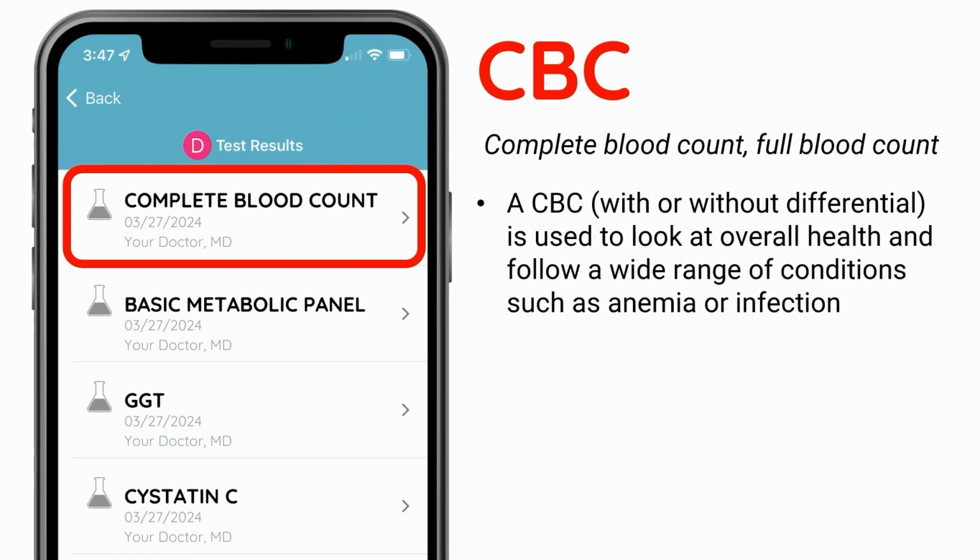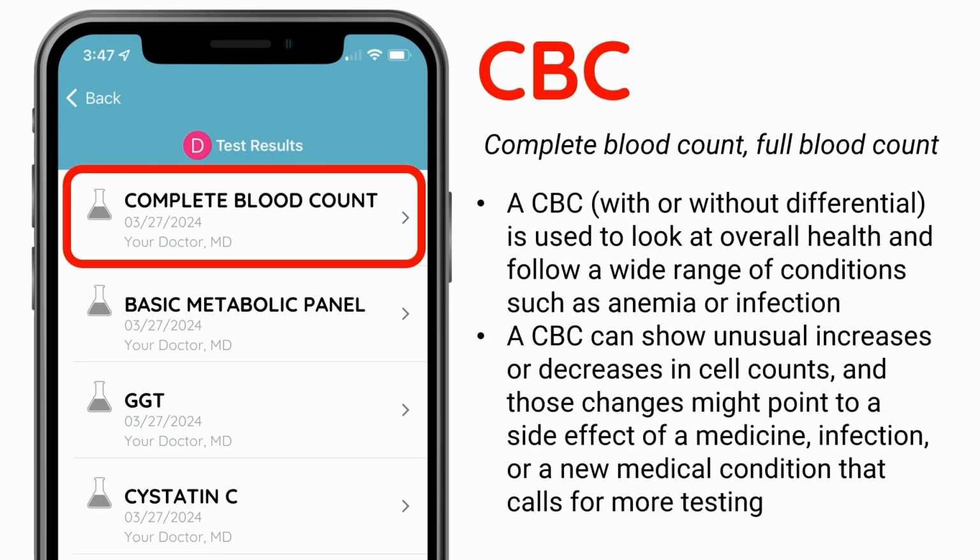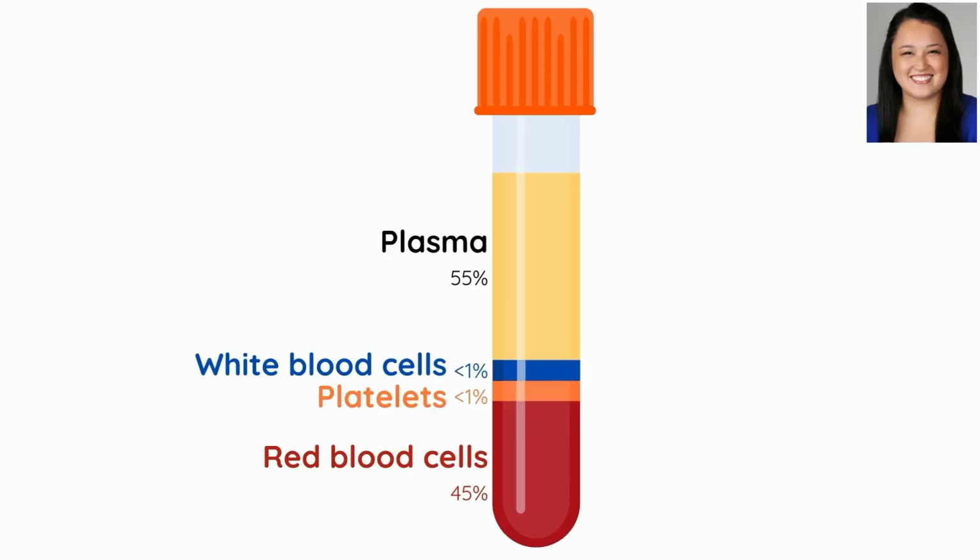A CBC with or without a differential is used to really look at overall health and to follow a wide range of conditions that might include anemia or infection. A CBC can also show unusual increases or decreases in cell counts, and those changes might suggest to us as your medical team to think about a side effect of a medication, infection, or a new medical condition that might call for more testing. And before we get into the specifics of a CBC, I actually think it's quite helpful to quickly talk about the components of blood and their importance.